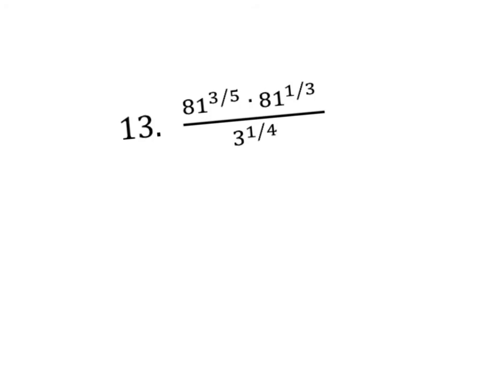First thing I notice about 13 when I go to do this is that in the numerator, 81 is the base of both of those parts, which tells me that I can add my exponents. So I'm going to do that. I get 14/15. I'm going to leave the bottom the same.